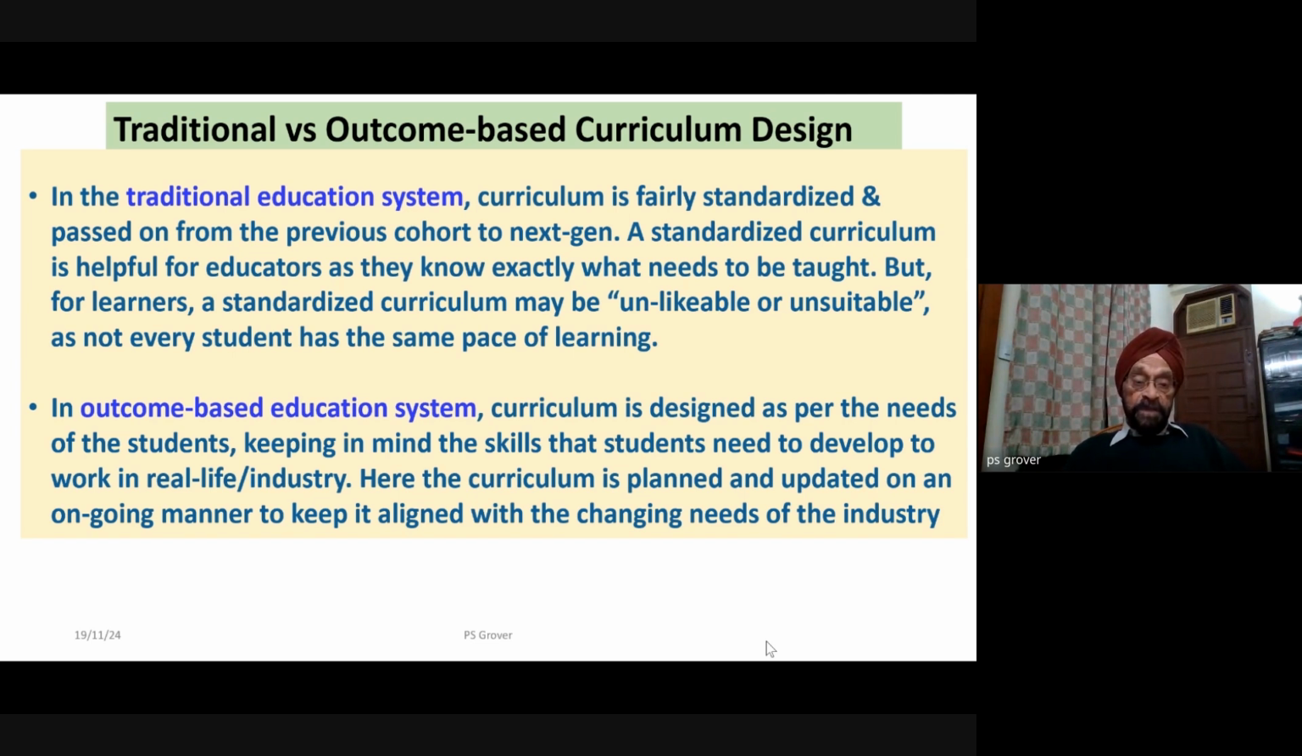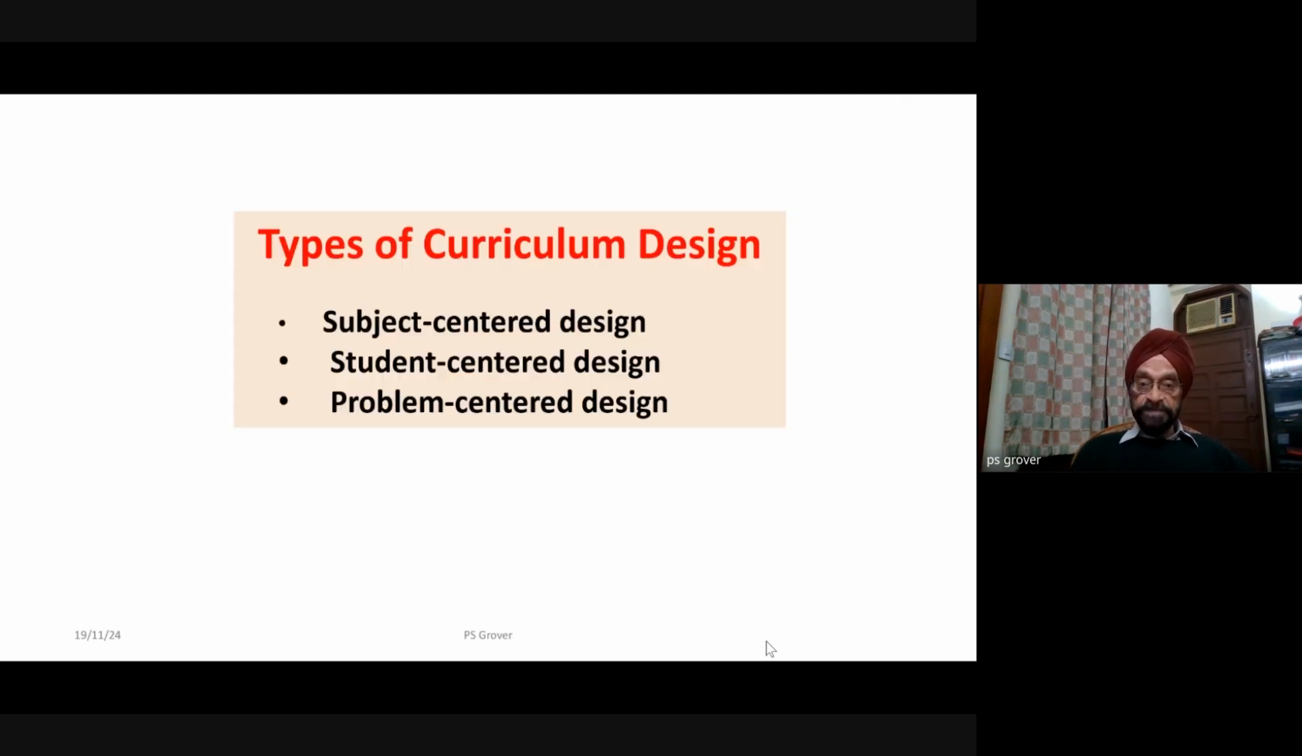When I say outcome-based education system, you have to attend to the needs of the stakeholders, that's the industry, employers. So in outcome-based education, curriculum is designed as per the needs of students and employers, keeping in mind the skills students need to develop to work in real-life industry. Here the curriculum is planned and updated on an ongoing basis to keep it aligned with the changing needs of the industry. So types of curriculum are subject-centered design, student-centered design, and problem-centered design.